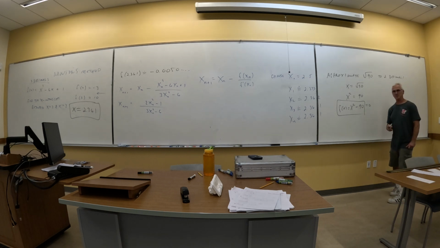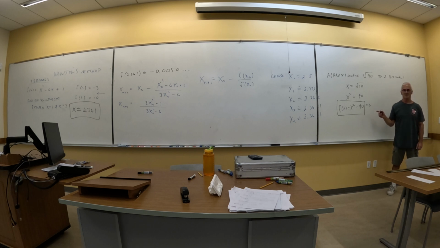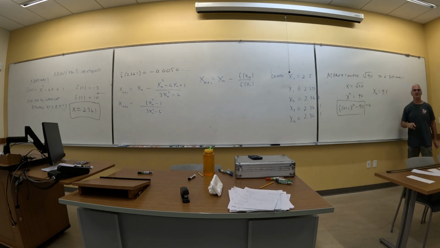I'm not a rocket scientist, but I play one on TV, right? 90 is between 81 and 100. It's between 9 squared and 10 squared. So what would a really good starting point be? 9.5. How about 9.5? I think that would be an excellent starting point.